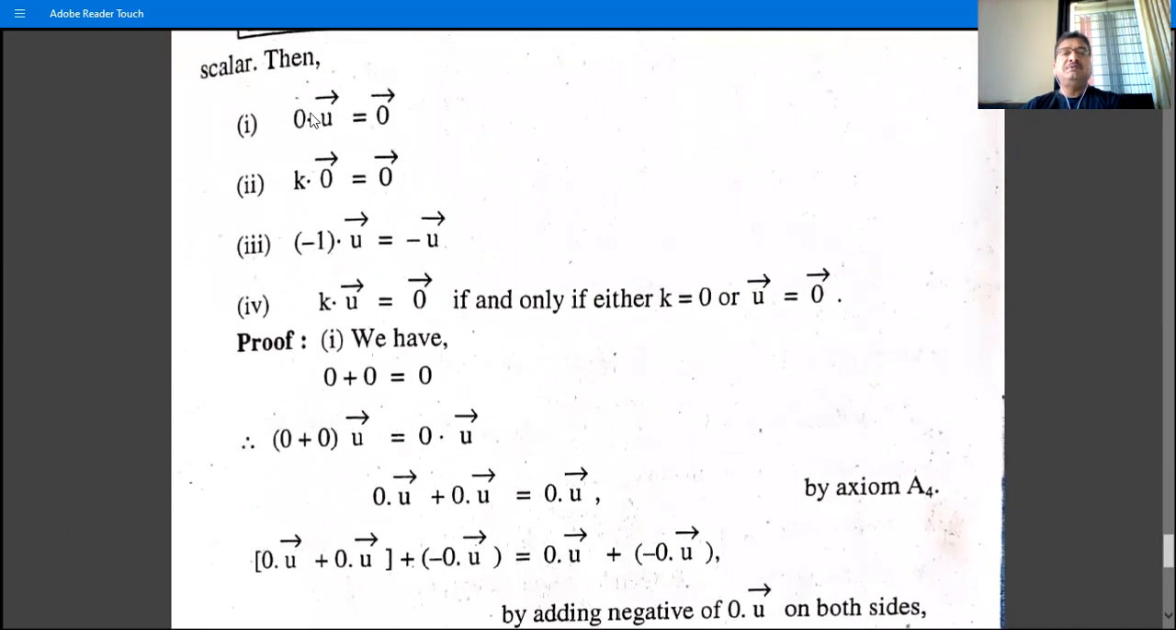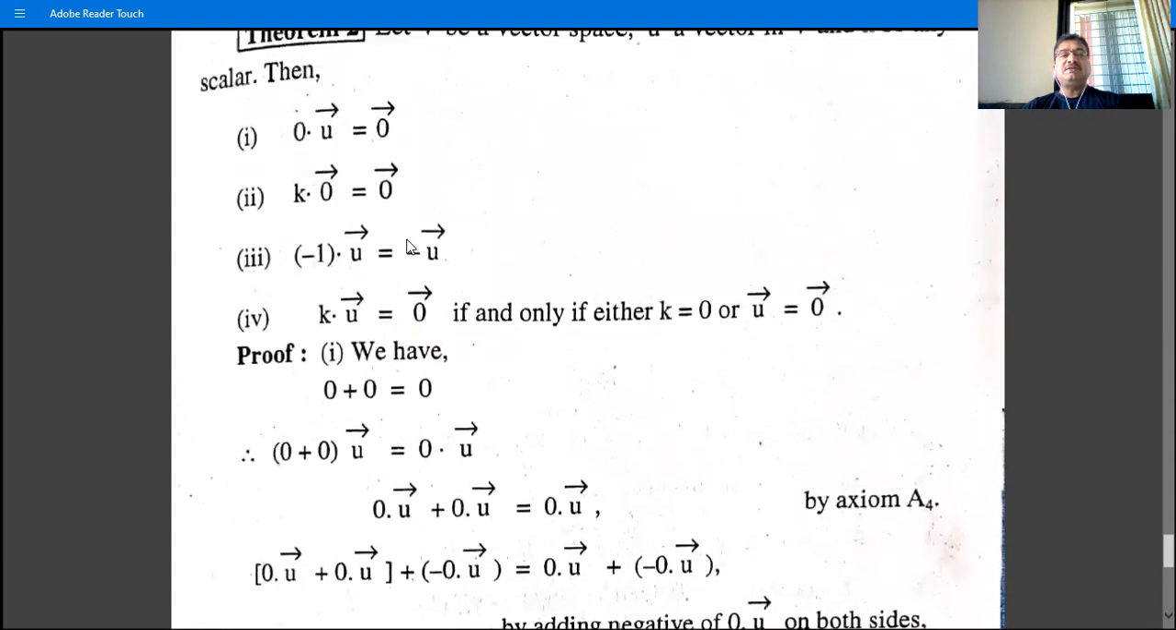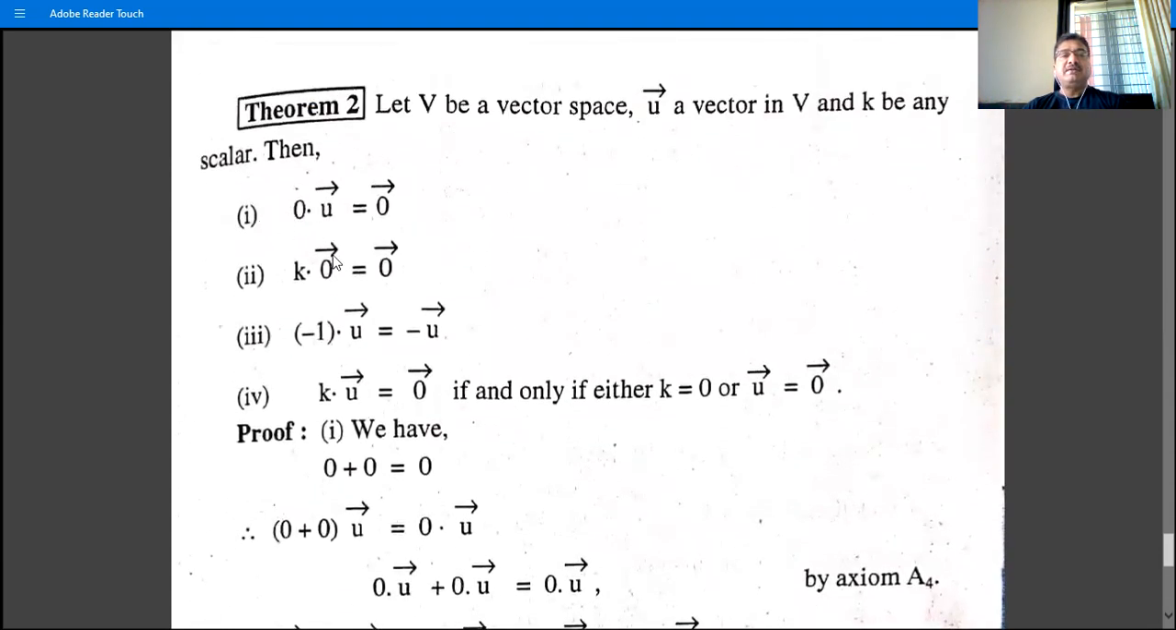First, the proof of 0 times u bar. Here 0 is the scalar 0, and this 0 bar is the vector 0. So what is the difference between scalar 0 and vector 0? Suppose we consider R3, the vector space R raised to 3. Then 0 bar is the 3-tuple (0, 0, 0), written in round brackets, and simple 0 means the real number 0. This is the difference between simple 0 and vector 0.